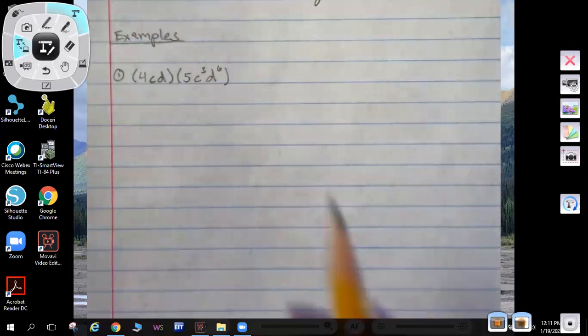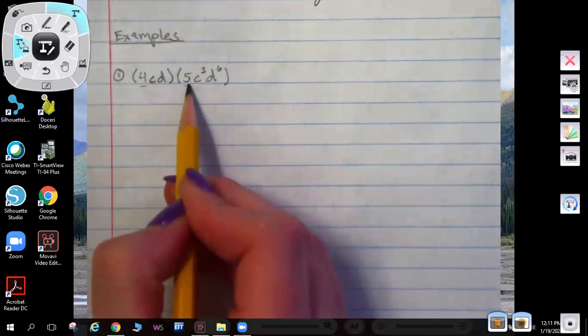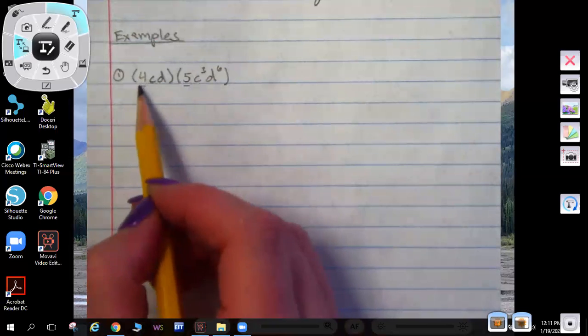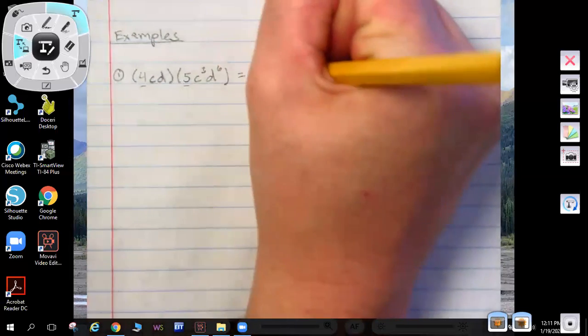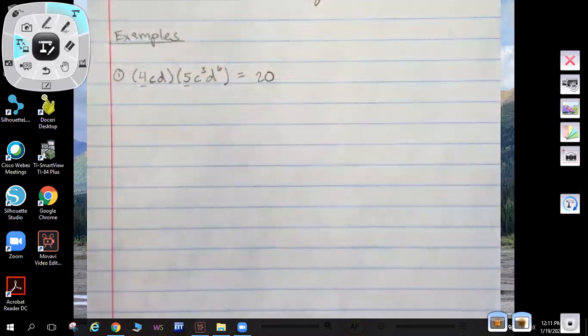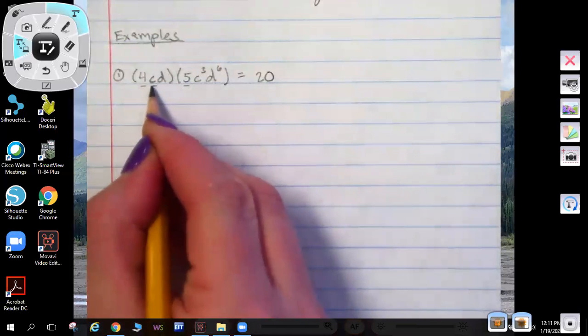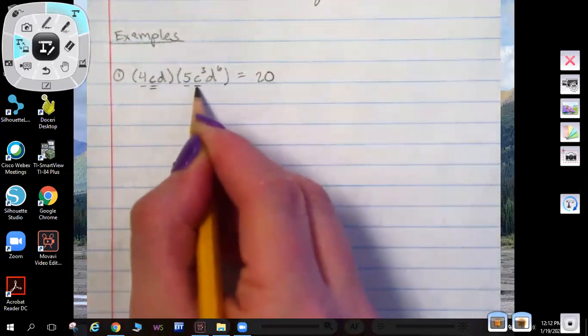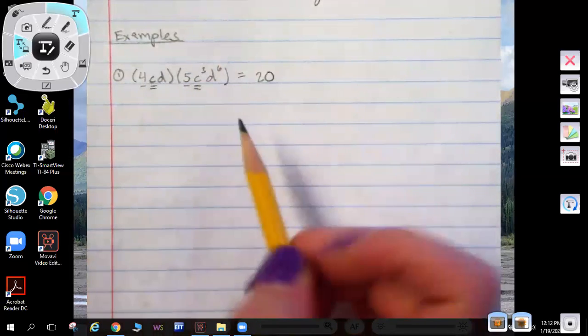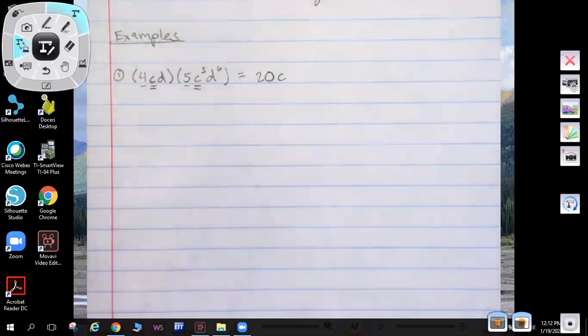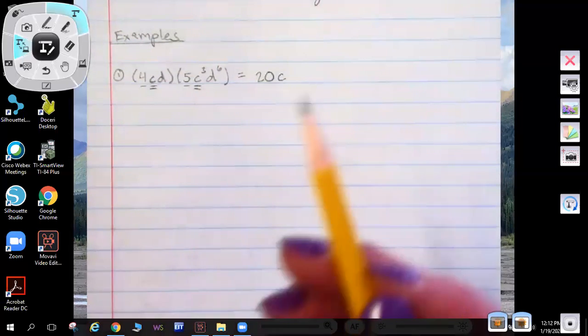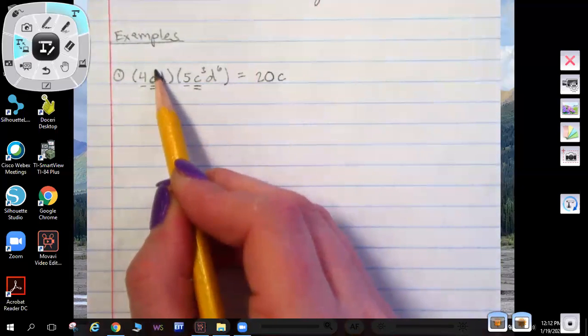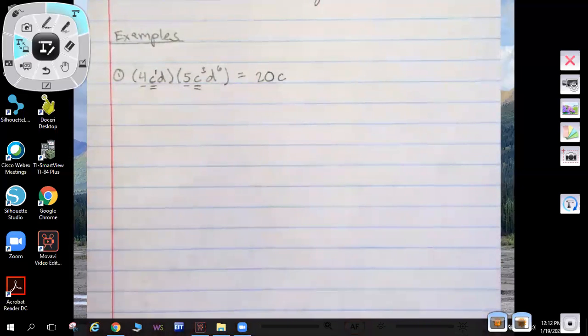Okay, so we're just going to take this one step at a time. We're going to multiply the coefficients first. So that's the 4 and the 5. And 4 times 5 is 20. Now we're going to multiply the c terms. c times c cubed. The base stays the same, so we still have a base of c, and then we add the exponents. So the exponent on this c, if there's not one, it's understood to be 1. So 1 plus 3 is 4. We get c to the 4th.